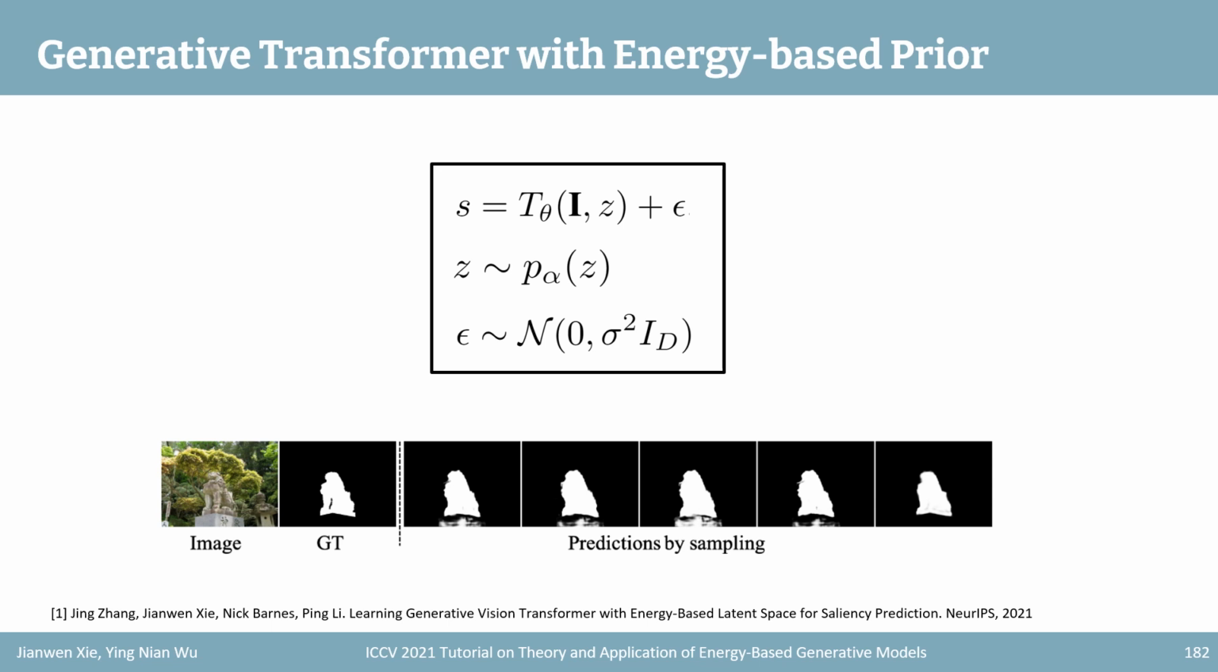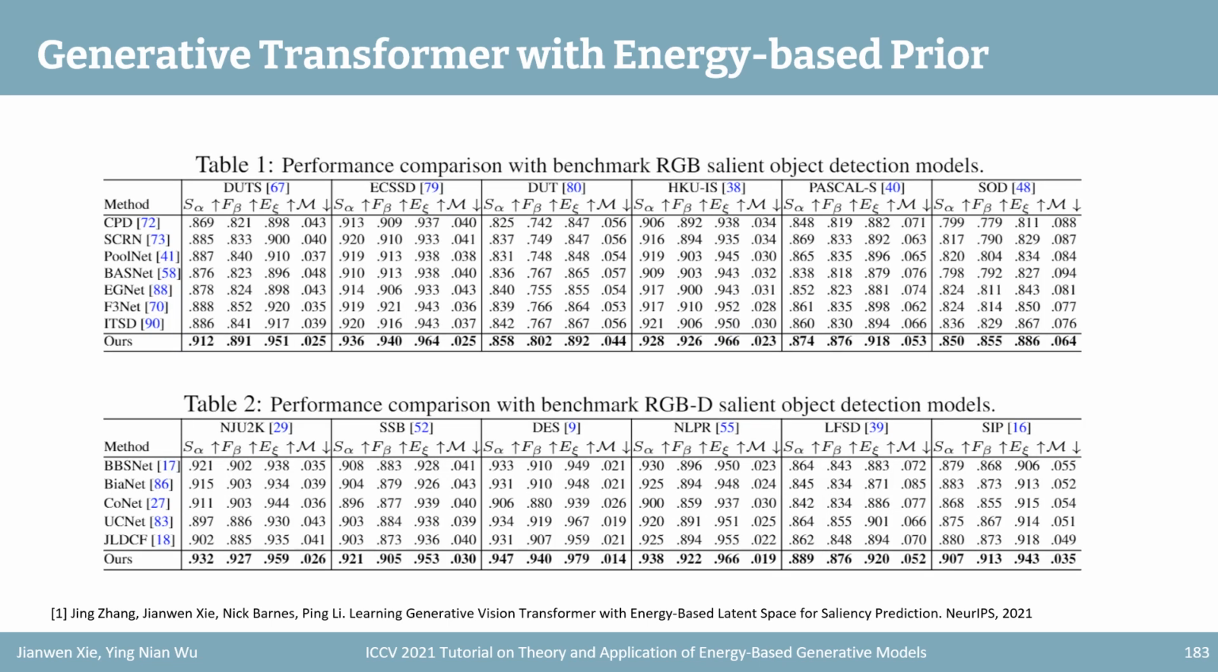Given an input image I, the saliency prediction is performed by sampling from the learned conditional distribution, which first samples a z from the EBM prior and then uses the transformer to map the z and I into the saliency domain to get S. We can use the sample average as a final prediction. The model performs very well and obtains state-of-the-art performance against other methods.